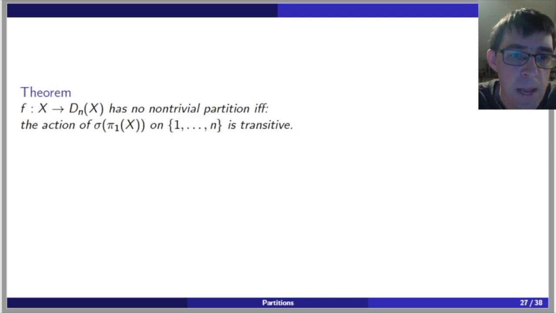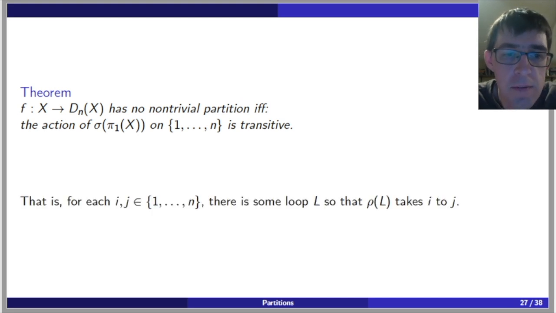All right. And here's the theorem concerning this. Your n-valued map has no non-trivial partition if and only if this action is transitive. What that means is that for every 2 numbers in the set 1 through n, there is some loop so that this action takes point i to point j, right? So these permutations are totally mixing up all the points. They're not leaving one of the points by itself all the time, something like that. All right, this is my third theorem about partitions.